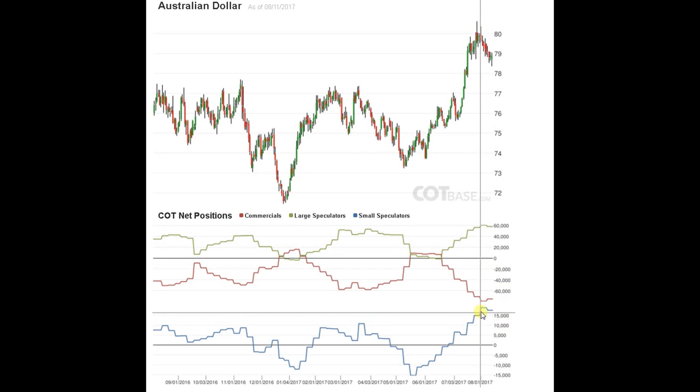And just as we noted on the CAD, look at these small speculators, just giving you an indication of the sentiment towards the USD. It's bearish. It's bearish against the Canadian dollar. It's bearish against the Aussie. So from our point of view, we're basically the opposite. We're getting very bullish of the USD.